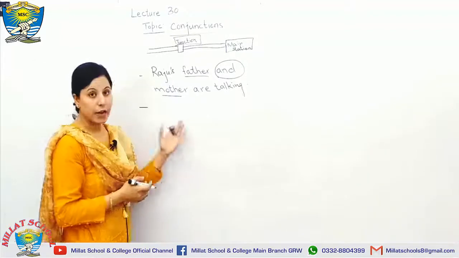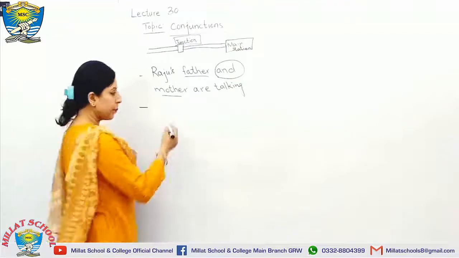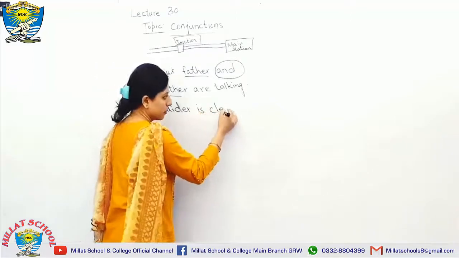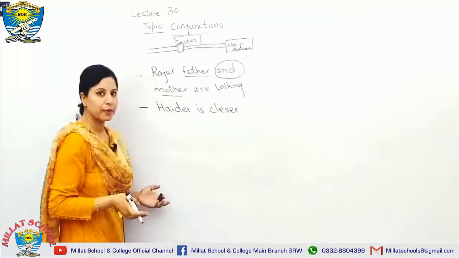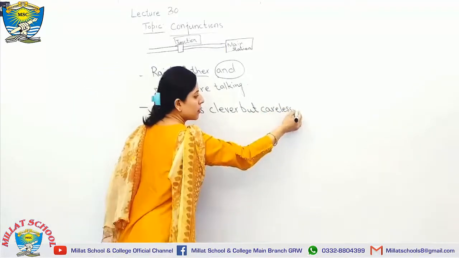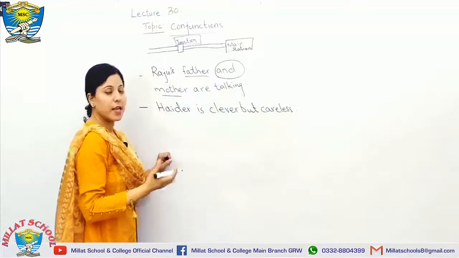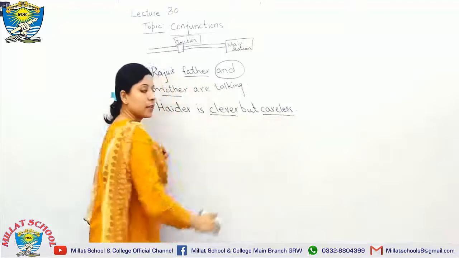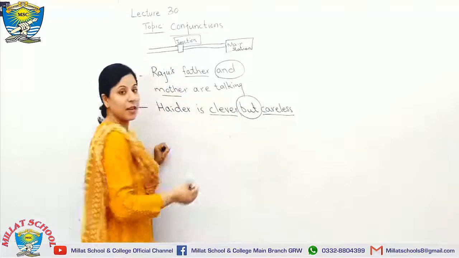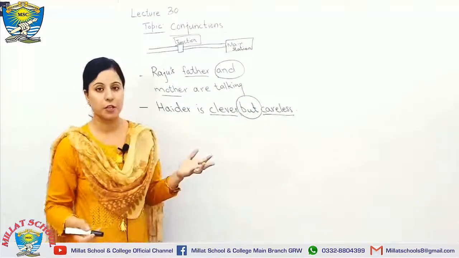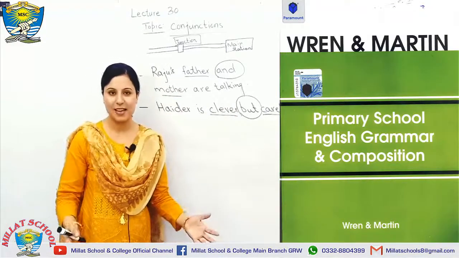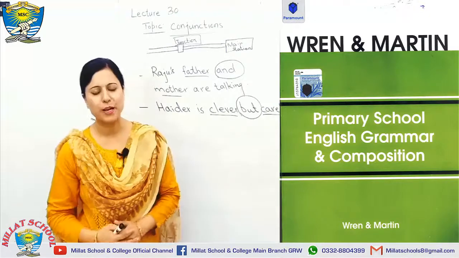it could be any two different situations. For example, Heather is clever, but careless. I have used a very simple thing here. It is talking about two different things, clever and careless, two different situations, but I want to join them by using the conjunction but. So there are some different conjunctions that are used in different ways. When we do more exercises from Wren and Martin, we will be able to write more and more conjunctions.